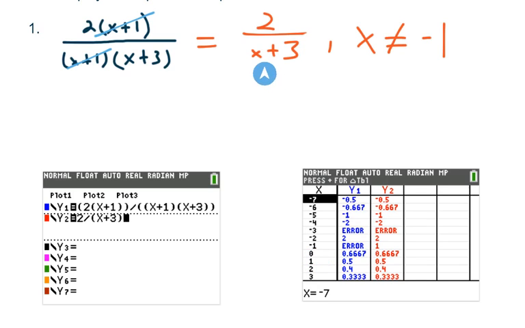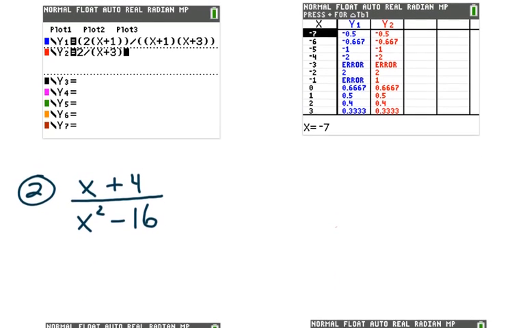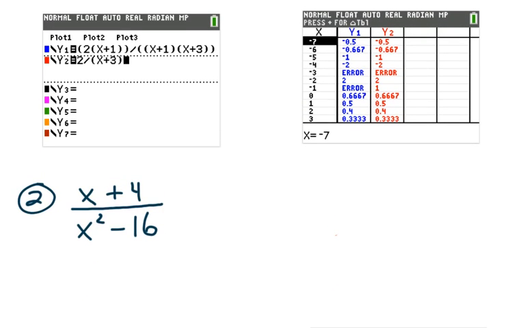So your answer here is 2 over x plus 3, also including that x is not equal to negative 1. Let's try another one here. (x plus 4) over (x squared minus 16). Now, the numerator is already simplified. It's a degree 1 polynomial, but the denominator is not. And what I hope you can see is that x squared minus 16 is a difference of squares.